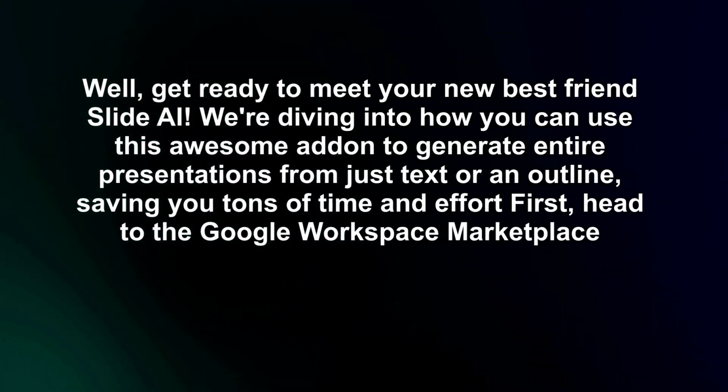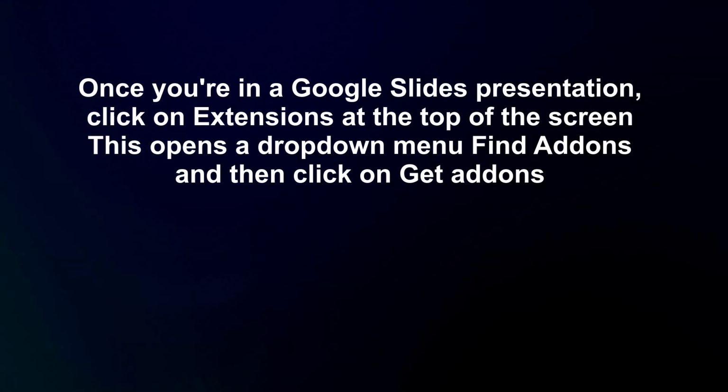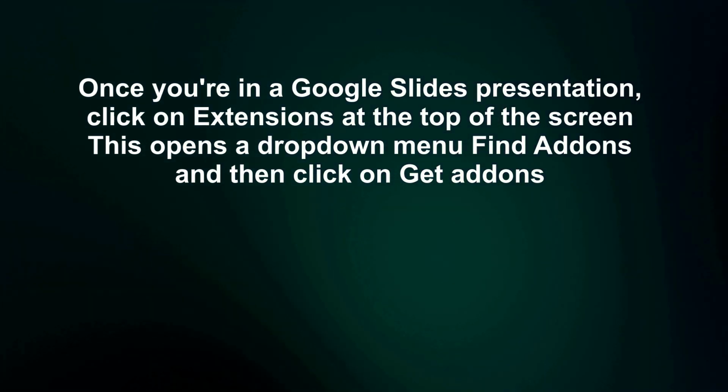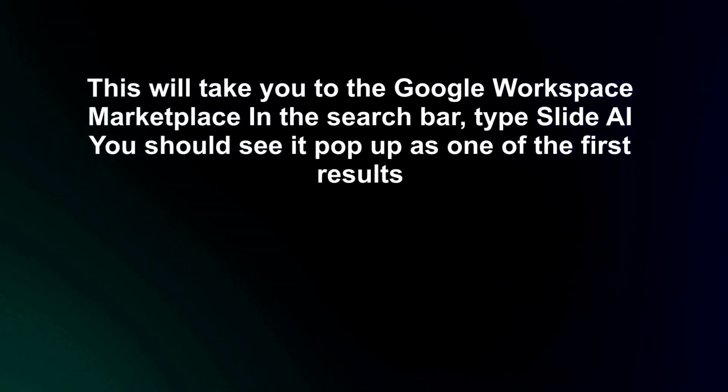First, head to the Google Workspace Marketplace. Once you're in a Google Slides presentation, click on Extensions at the top of the screen. This opens a drop-down menu. Find Add-ons and then click on Get Add-ons. This will take you to the Google Workspace Marketplace.